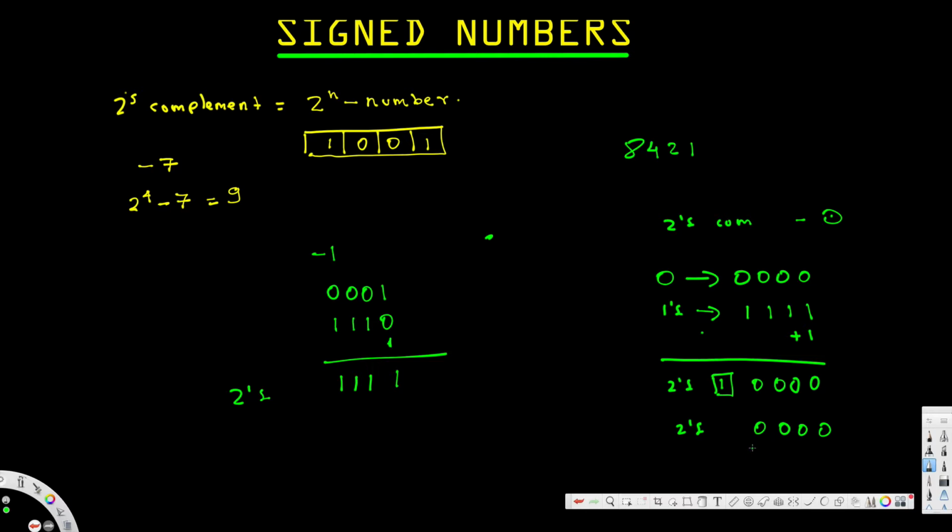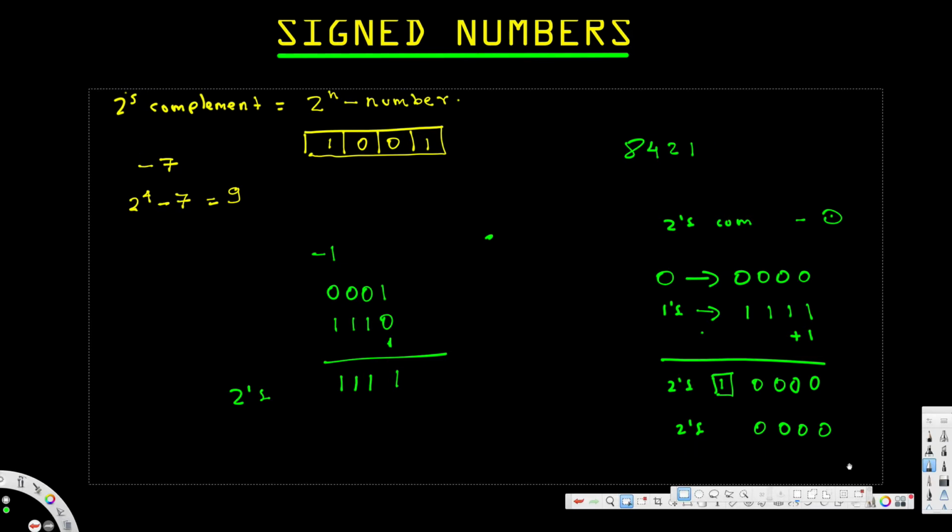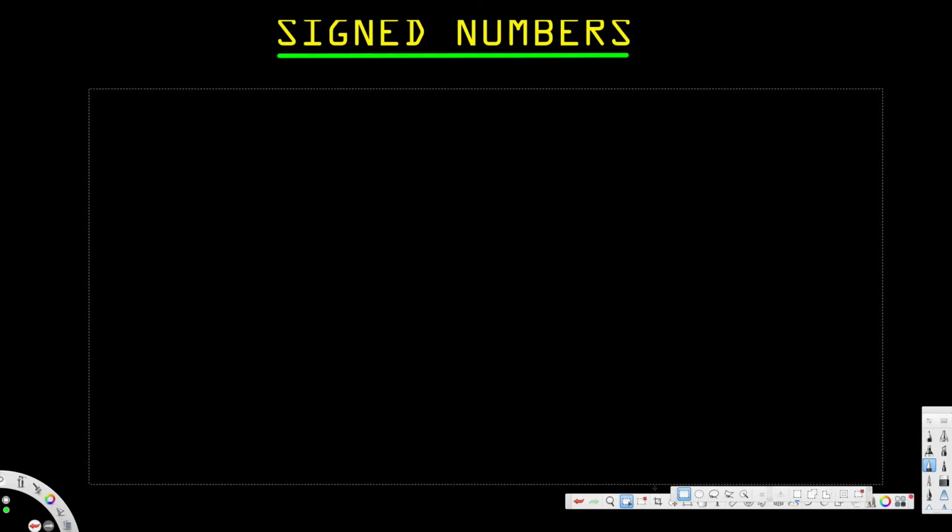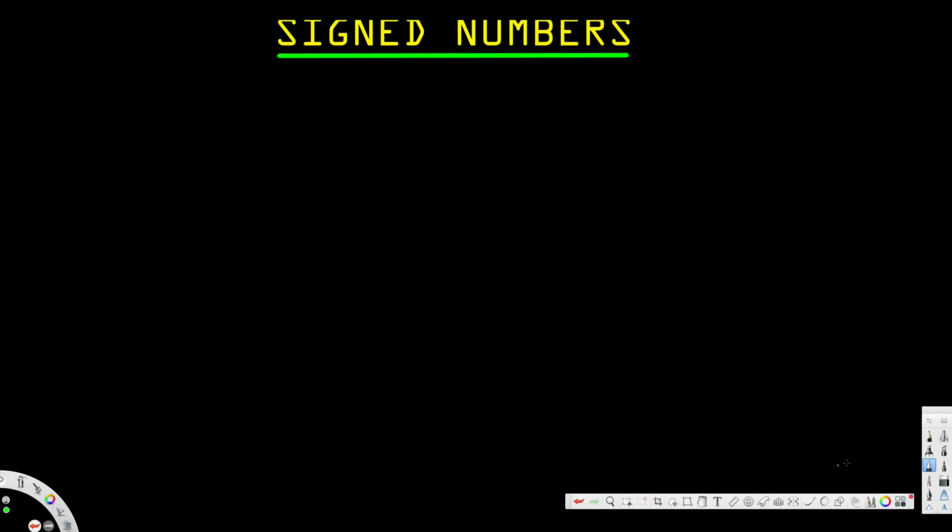Okay, so this is about 2's complement, and now let's see how we can add complement numbers, like when we add negative and positive numbers. Let's see what's going to happen. Okay, let's get rid of this one. Okay, so let's say we want to add -5 and +7.